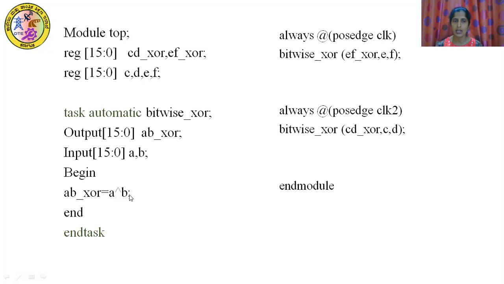happens? Since the task is declared as automatic, two independent spaces will be allocated to these two independent task calls, and hence proper results will be computed and stored in independent memory locations, and hence the results will be correct. So this is how automatic tasks help to overcome incorrect results when several concurrent calls are made to a single task.